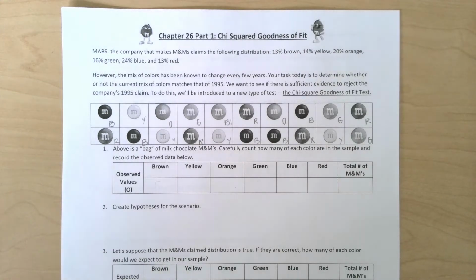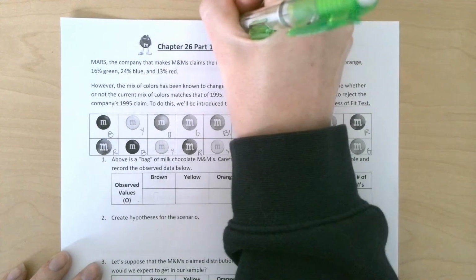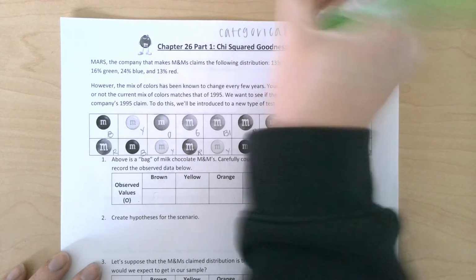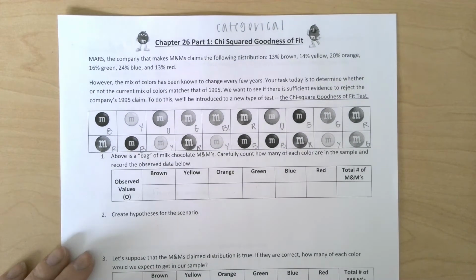Chapter 26, Part 1, we are going to talk about chi-squared goodness of fit. Now, in this next section, what we're going to do is look at hypothesis testing and confidence intervals for categorical data. Okay, so we're not going to be given number values or quantitative data. Instead, we're going to switch gears and look at categorical.